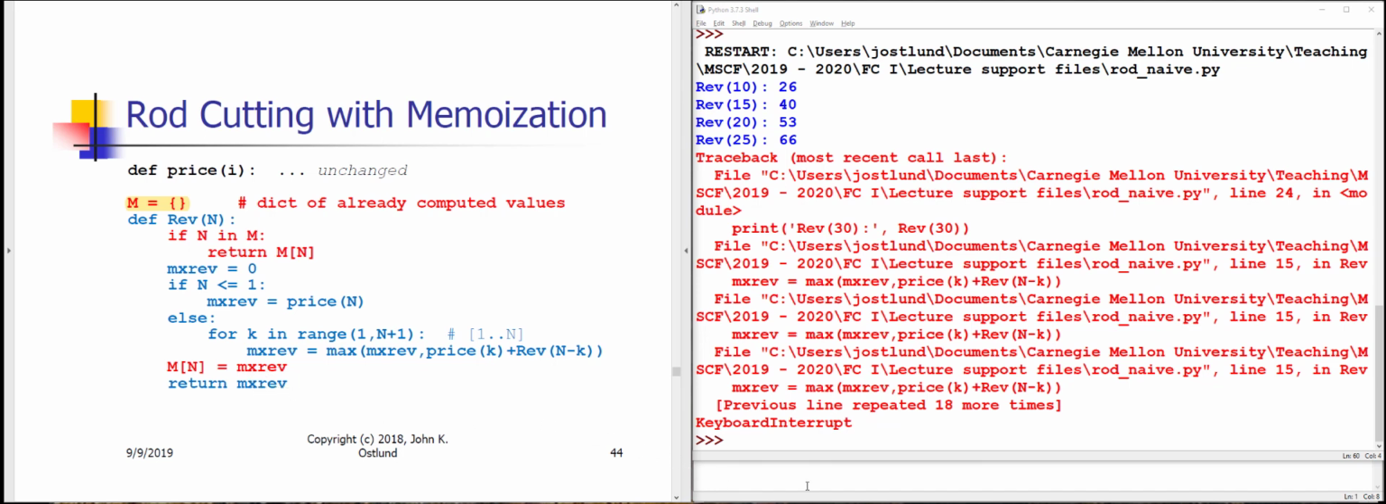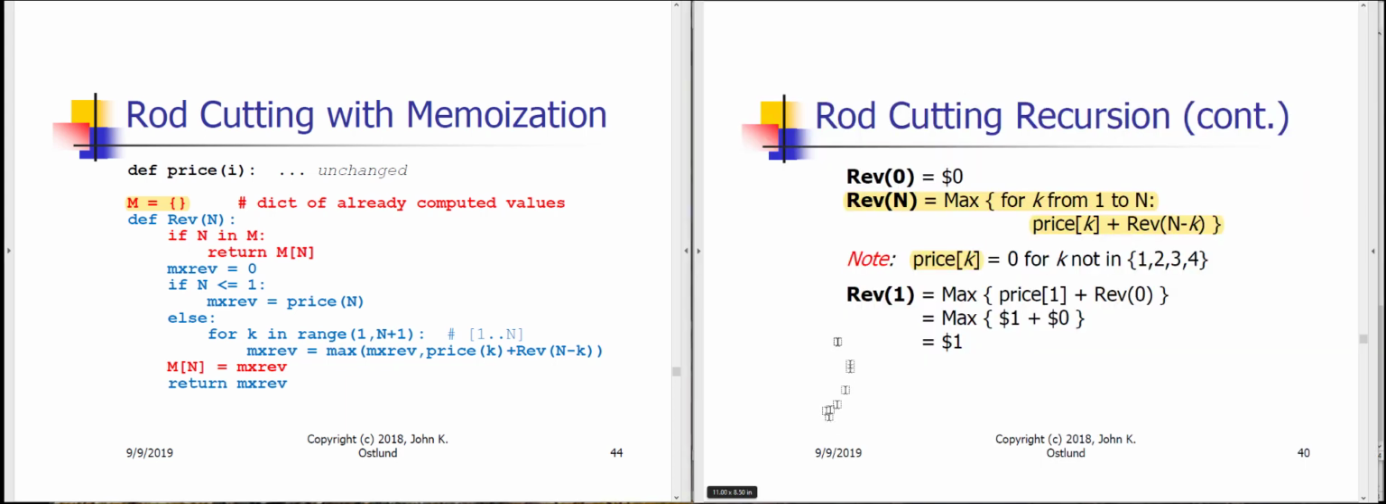Now, I want to point out, if we go back to our rod cutting examples, notice on slide 40 that when we were computing the maximum revenue for a 1-foot piece of rebar, we needed to get the maximum revenue for a 0-foot piece of rebar. But actually, we've already computed that, and that's stored in our map. So that does not involve calling another function. We just look up the revenue from 0 in our table. And we memoize the revenue from 1.